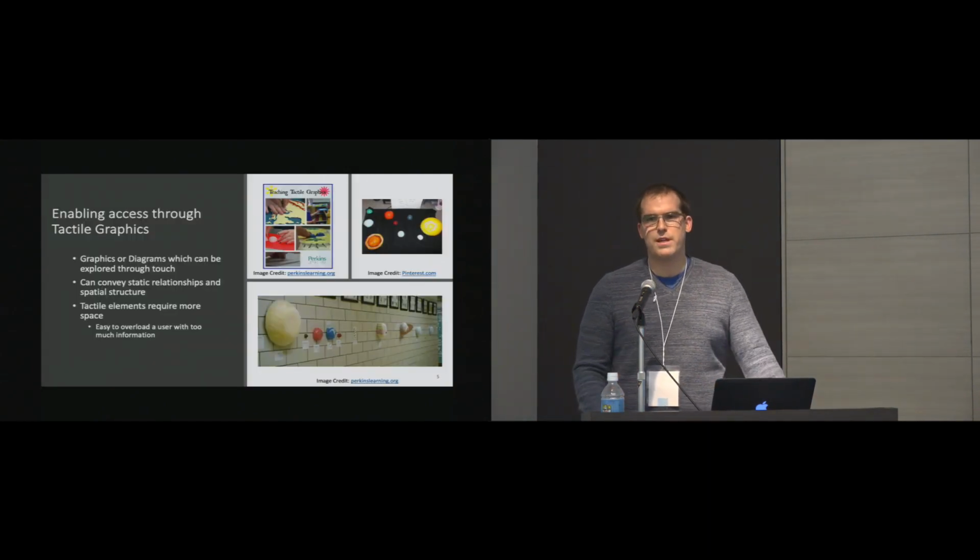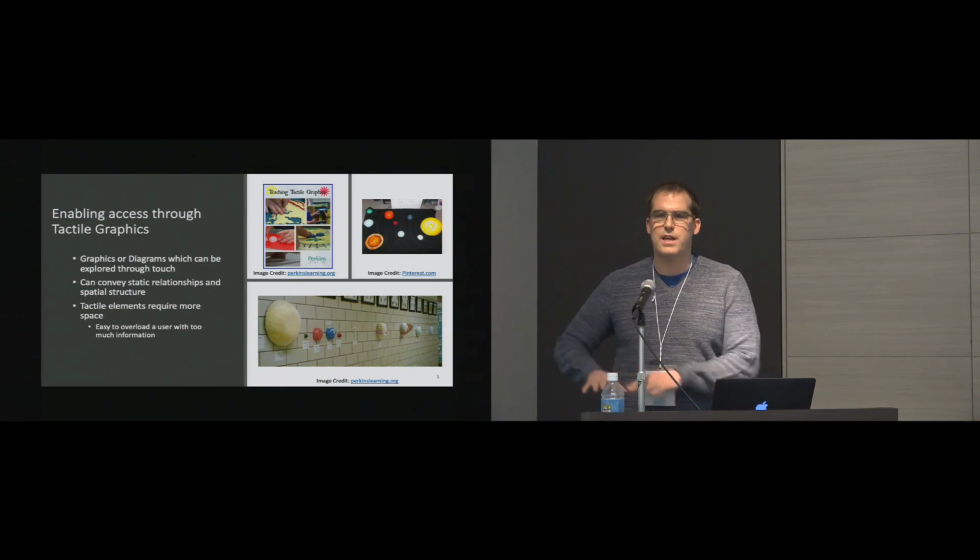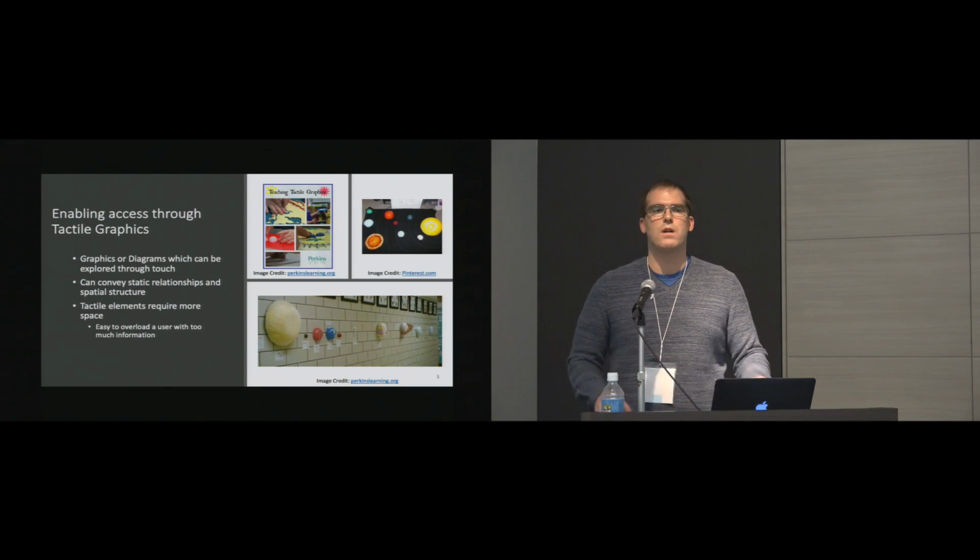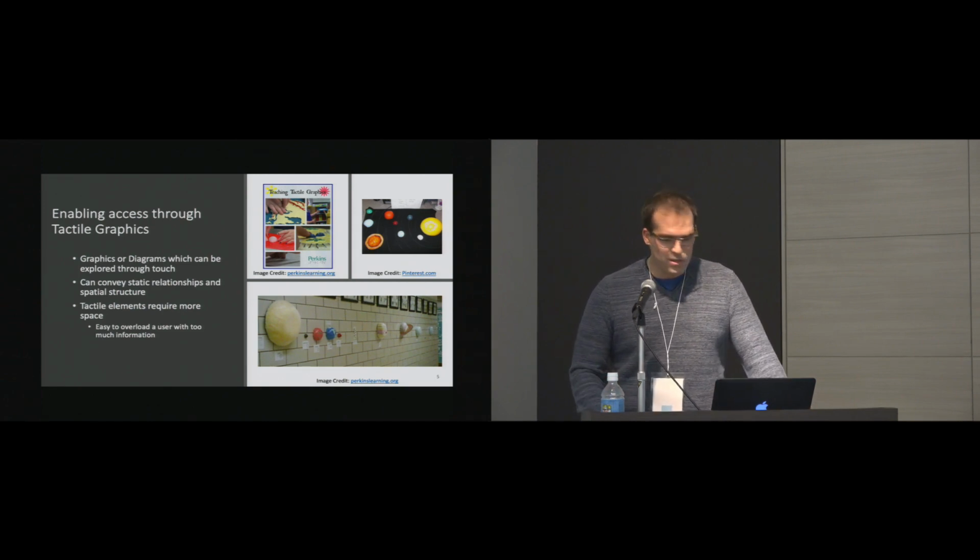So the first approach we might take is to use a tactile graphic or a tactile diagram. What this means is that it's a representation that can be explored through touch. So a blind person can gain access to a structure or layout by feeling around a 3D printed or raised line representation of a diagram. And this is really great to convey static spatial relationships and structure.